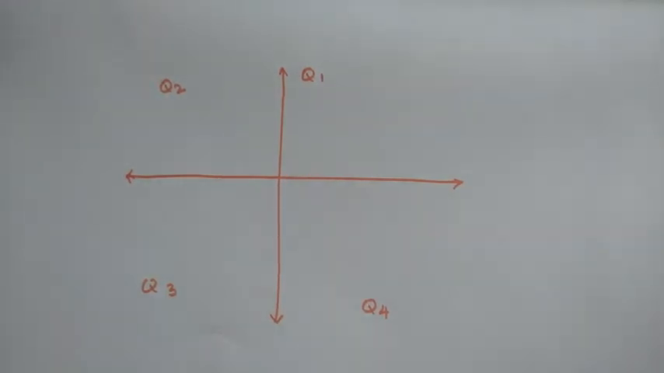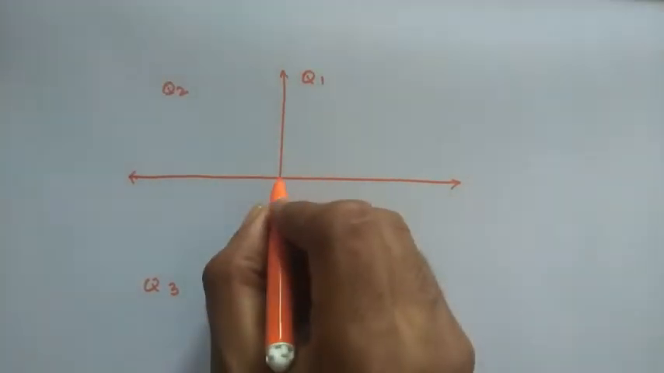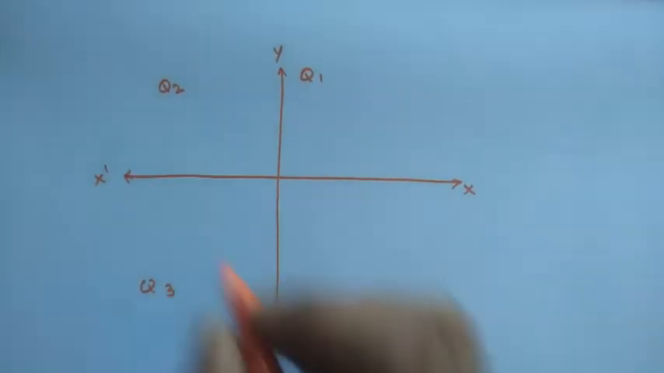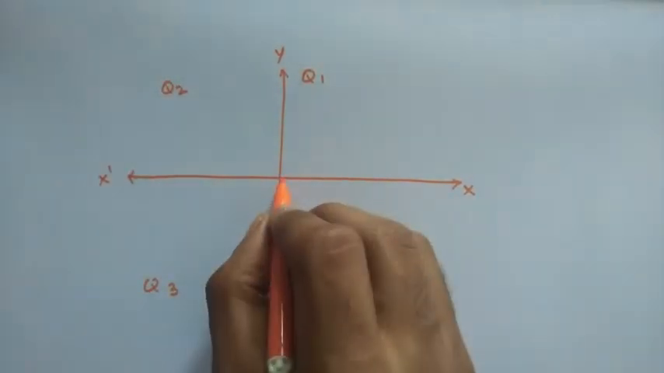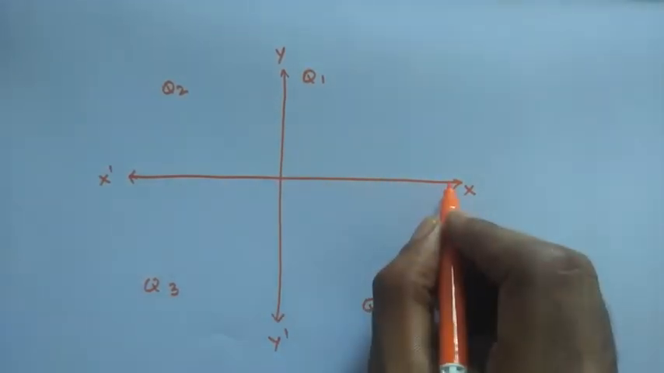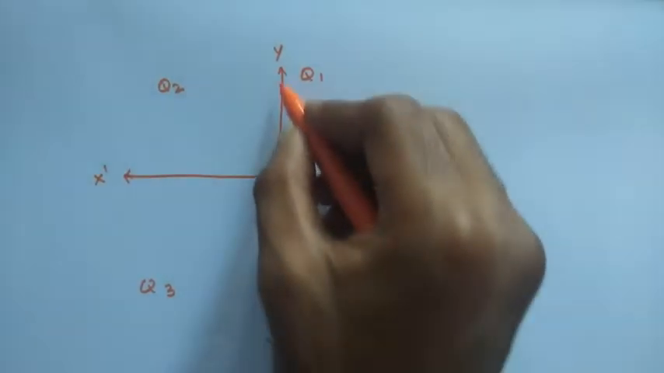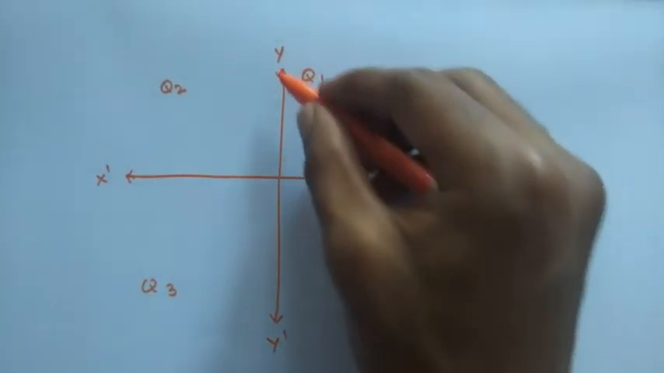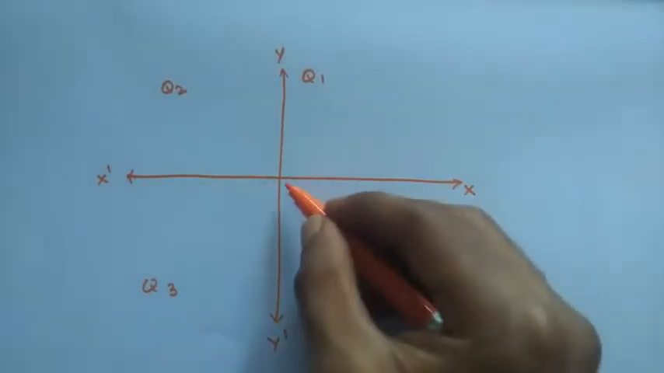Now, this is x, y, x dash and y dash. So the points here are all positive. That means it is positive x-axis, positive y-axis, negative x-axis and negative y-axis.